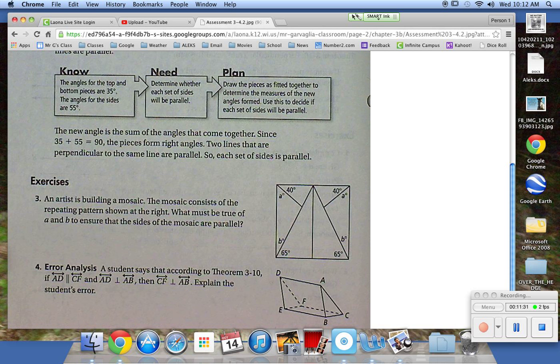I want you to do number 3. Don't worry about number 4. 1, 2, and 3. 3 problems.